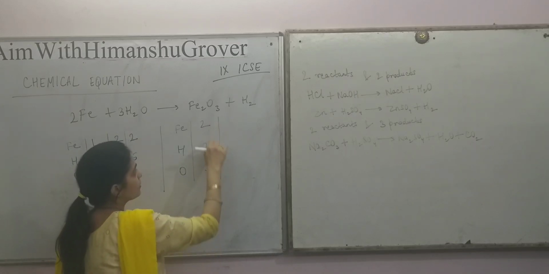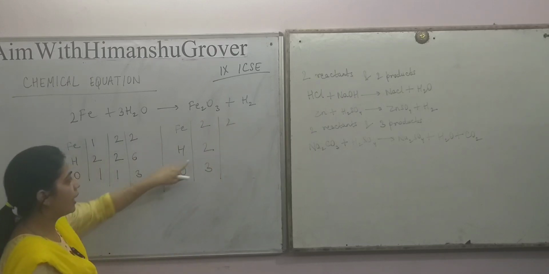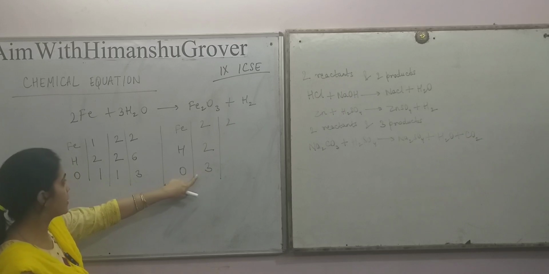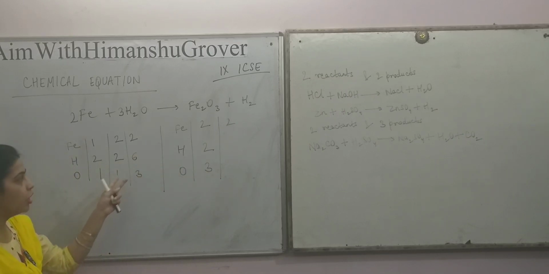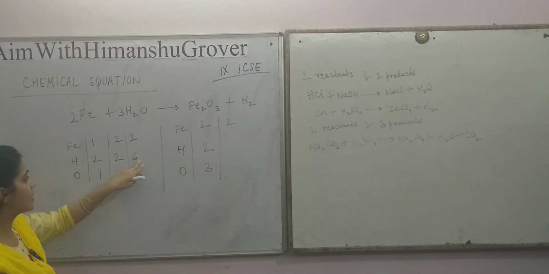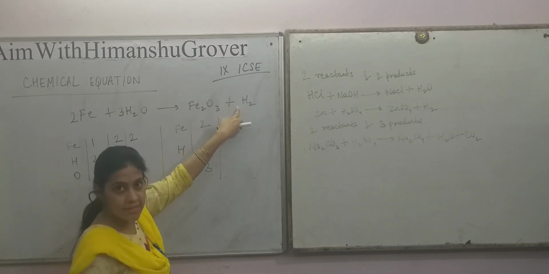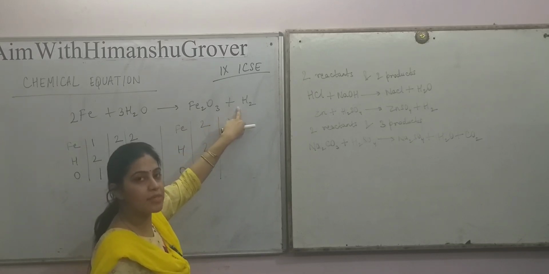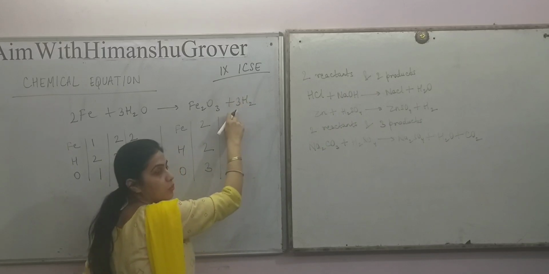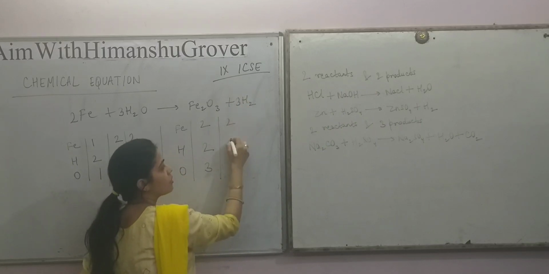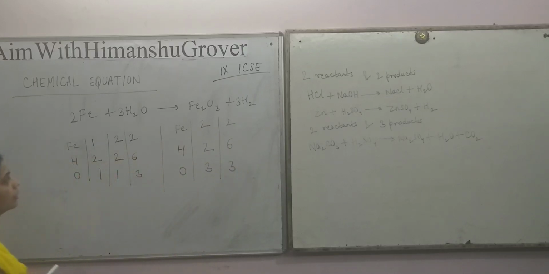Similarly, on the product side, the number of iron atoms is 2, hydrogen is 2 and oxygen is 3. The number of hydrogen atoms is now unbalanced. To make hydrogen balanced, here it is 6 and here it is 2. To make the hydrogen atoms equal to 6, we have to write 3 before hydrogen. Now the hydrogen atoms become 6 and oxygen is already 3.